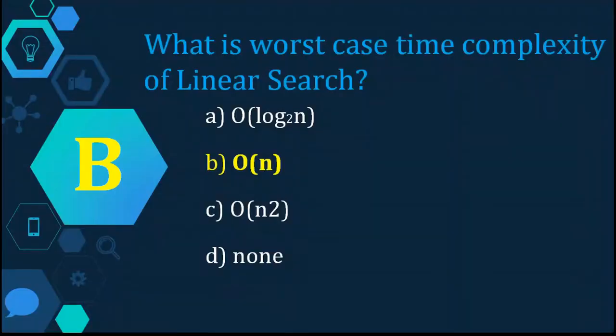So the answer is big O of n, because the time complexity in linear search is directly proportional to the number of elements in the given list. So that is why it is directly proportional to n. So that is why the answer is n here, right?